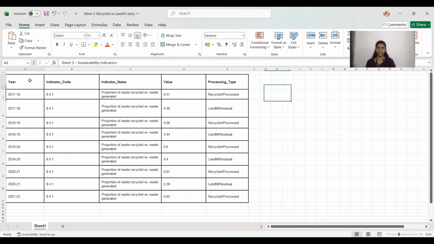This is the last sheet that contains sustainability indicators. Here are columns like indicator code, then indicator name, its value, and processing type, whether it is recycled or processed. This sheet helps us to track the SDG linked indicators and measures the processing efficiency over time.